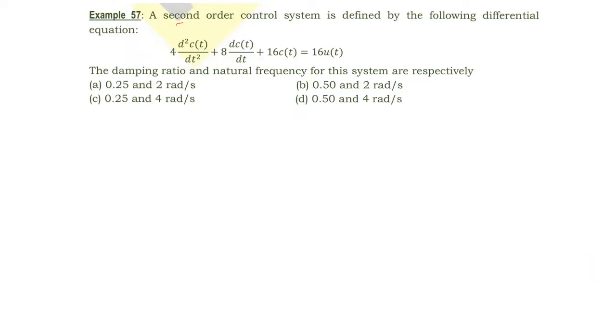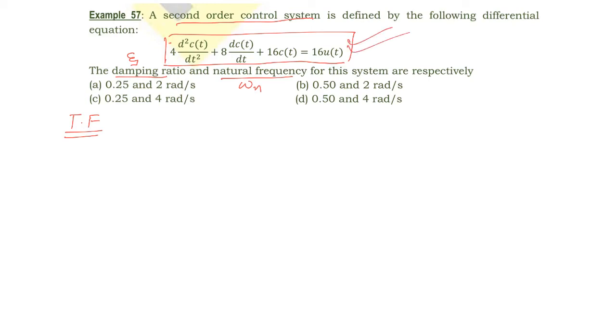Next question: a second order control system is defined by the following differential equation. We have to find out the damping ratio zeta and natural frequency omega n. What is the first thing that we have to do? We have to find out the transfer function, so that the denominator of the transfer function will lead us to the characteristic equation. From the characteristic equation you can find out the damping ratio and natural frequency. The transfer function we will get from this differential equation. Here c of t we will take as the output and u of t as the input, because this is the general notation.